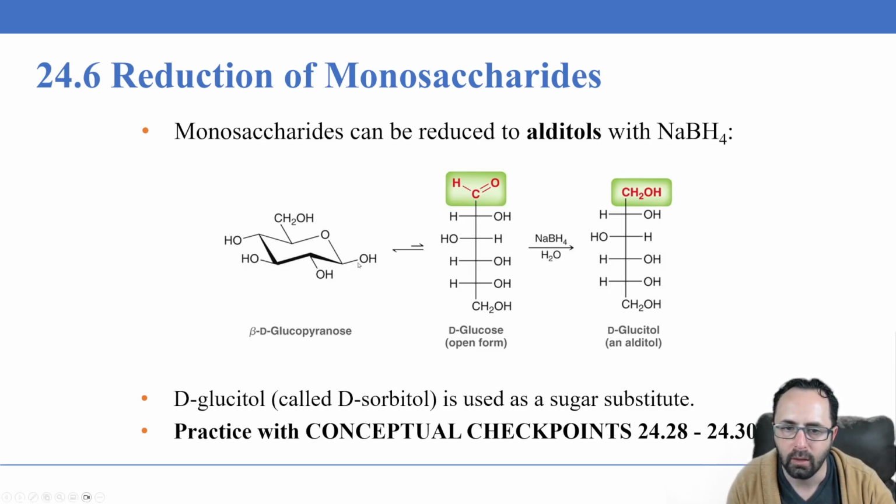So we can react beta-D-glucopyranose or glucose with sodium borohydride, a reducing agent, and then we can reduce the aldehyde to an alcohol. And now we have a sugar alcohol. Every single carbon has a hydroxyl group attached.